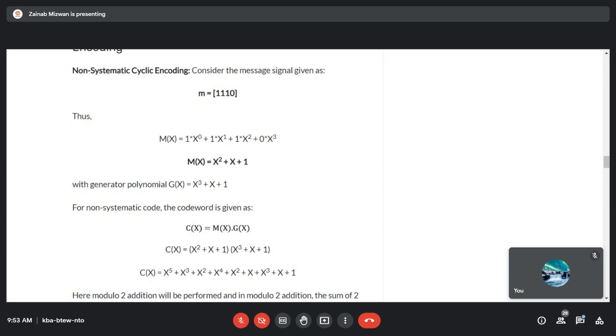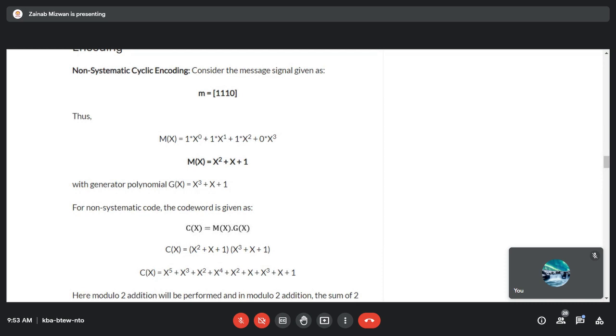Now as you can see, again you write x^0 plus x raised to 1 plus x square plus x cube over here. And then we need to substitute the values of m0, m1, m2 and m3. So after substituting those values, we are getting m of x equals x square plus x plus 1 over here. The generator polynomial equals x cube plus x plus 1. Okay, so the generator polynomial is already given. We don't need to convert that generator into a polynomial.